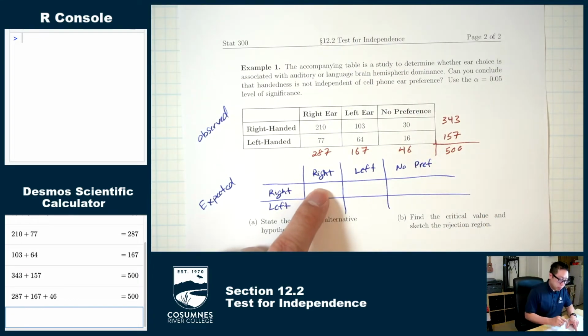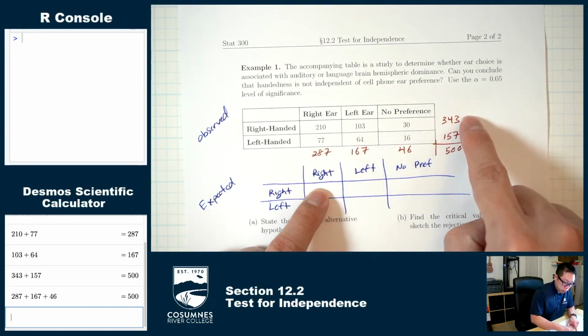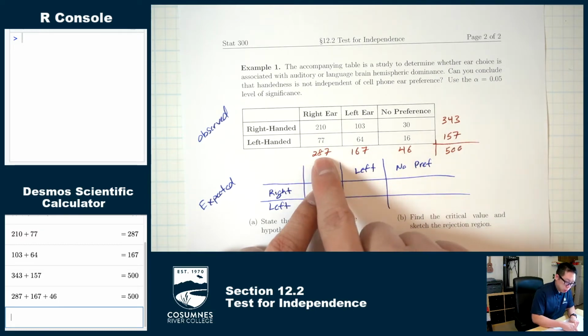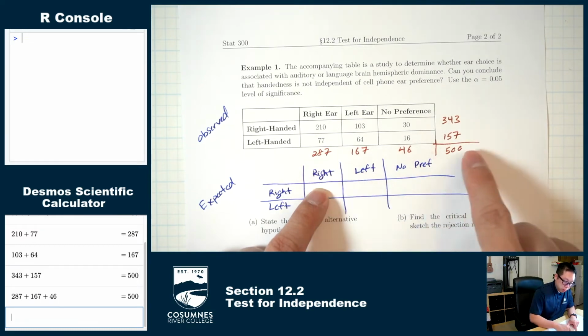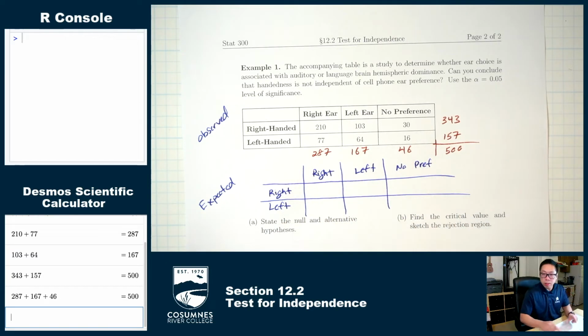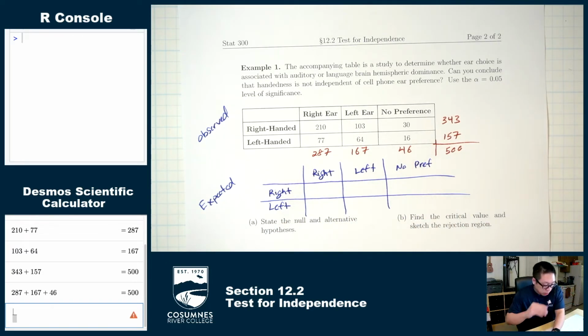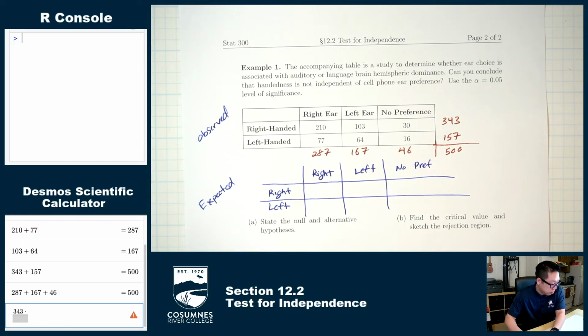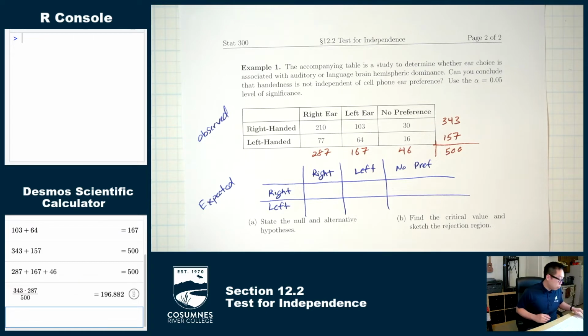This first box is going to be row total, 343, times column total, 287, divided by total, 500. So 343 times 287 divided by 500. So fraction 343 times 287 over 500. And then round this to 3 decimal places, 196.882.